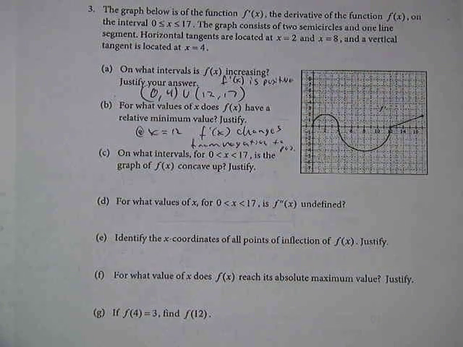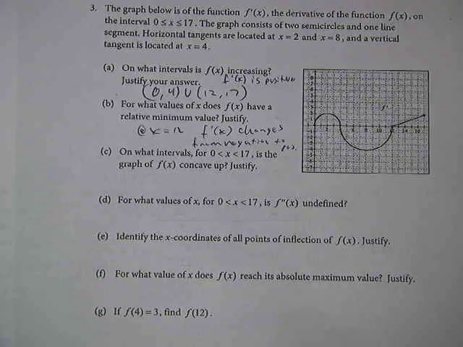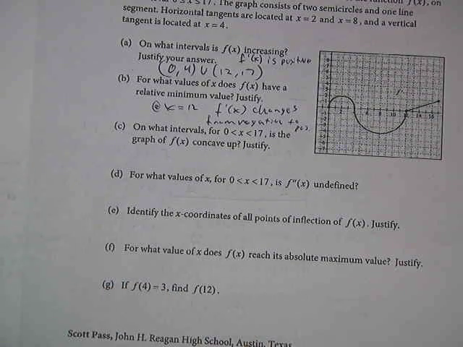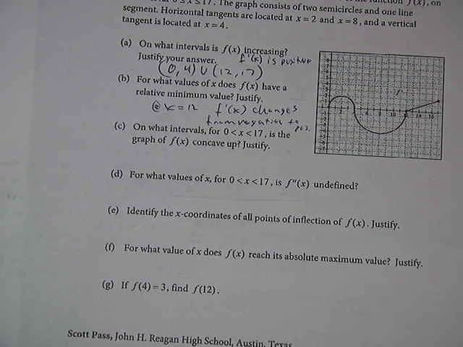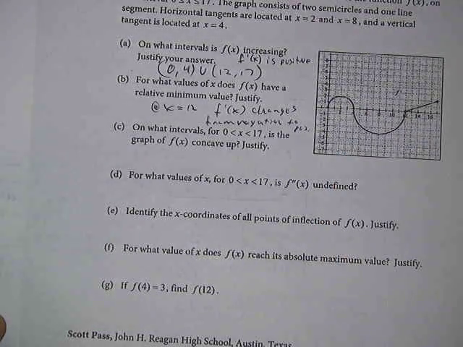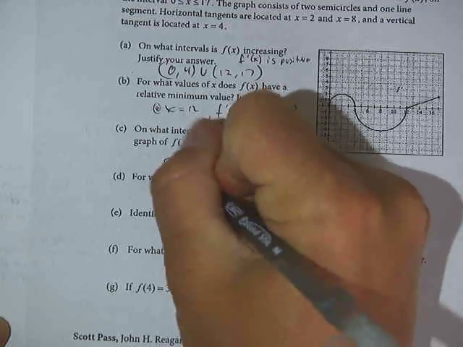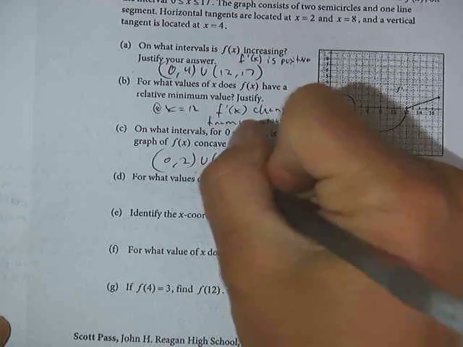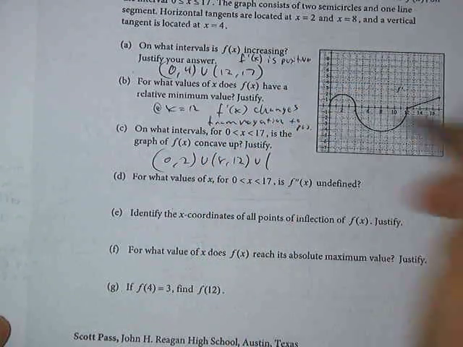Okay, how about part B? For what values of x does f of x have a relative minimum value? Well, the minimum value would be when the derivative changes from negative to positive. So wouldn't it be right here at 12? And again, the simple answer is because f prime changes from negative to positive. Don't need to write a novel, just write why. We know that's true because that's where f prime changes from negative to positive.